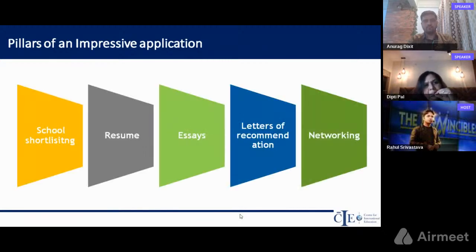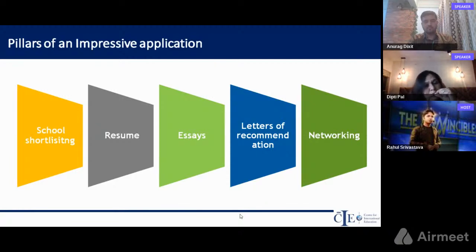So, the pillars of an impressive application. First of all, when you have decided that you want to go abroad, you have made up your mind that you want to do a master's abroad, or a master's in a specific area, or management studies abroad, it is very important that you find the right school. So the school shortlisting process is very important. The entire planning has to be done well in advance, followed by preparing the application documents.